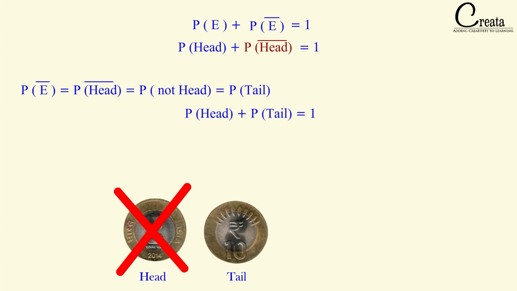So can we replace this probability of tail with probability of not head? Yes, we can do so. So we got probability of head plus probability of not head is equal to 1. So we got our formula P(E) plus P(E bar) is equal to 1. This is a very important formula and you can directly solve many questions based on this formula.